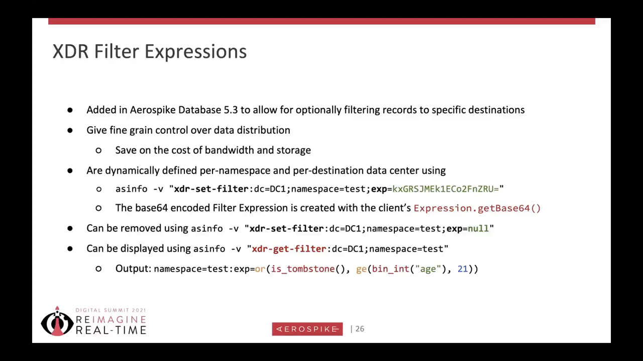And if you want to see what the filters are on the namespace and destination, you call XDR get filter, and it'll look something like this. It actually returns it back in a kind of human readable language. And that gives you an idea of what it was that somebody in your company attached.